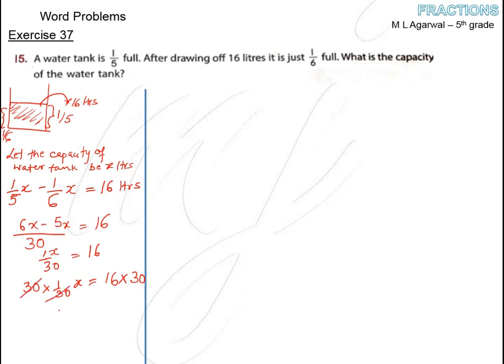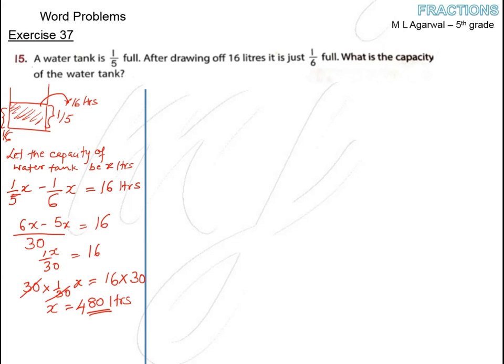So 30 and 30 get cancelled. I will be remaining with x, and x is 16 into 3. That is 16 times 3, which is 480. So 480 liters is the capacity of the water tank. Clear how we got about it?